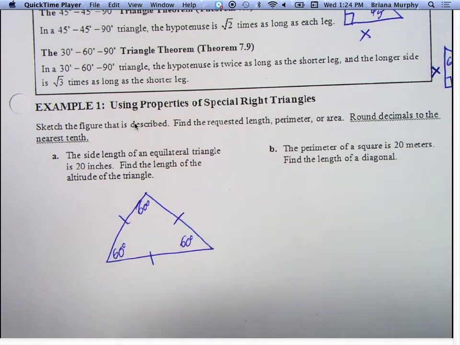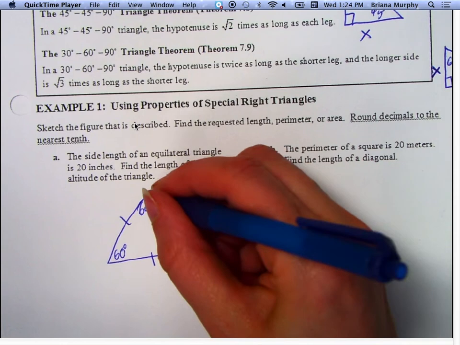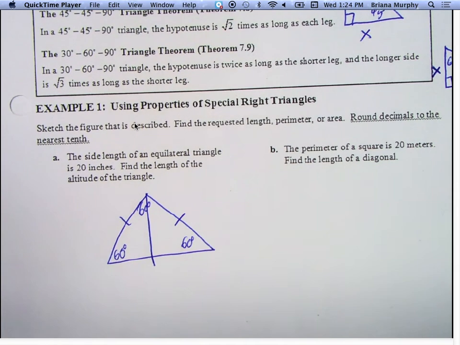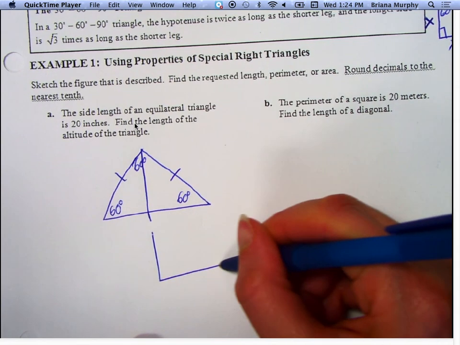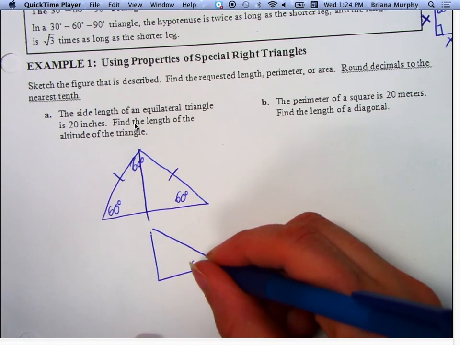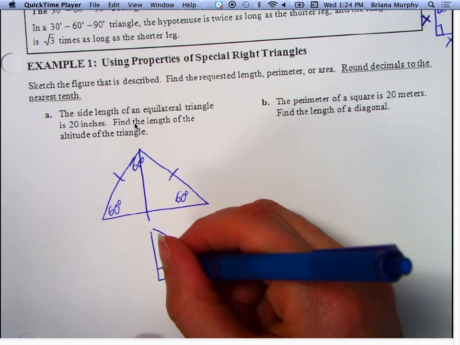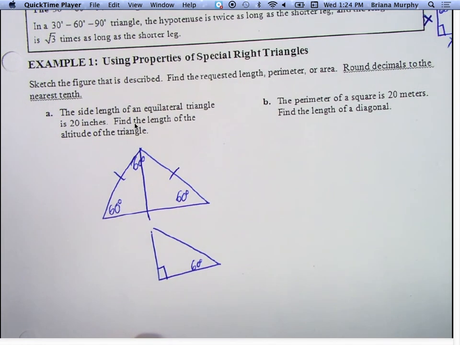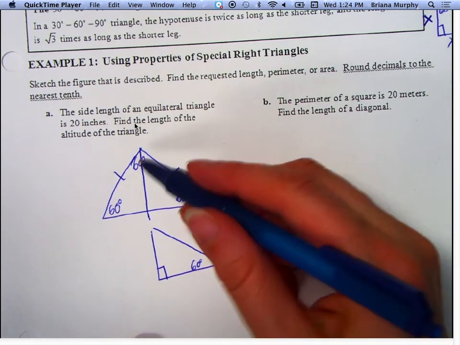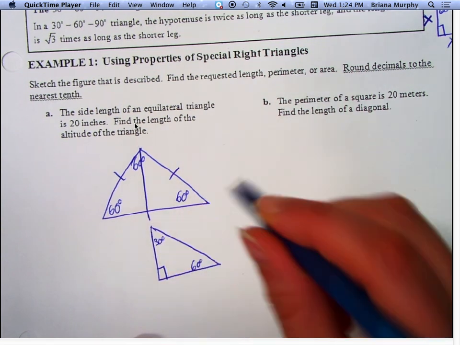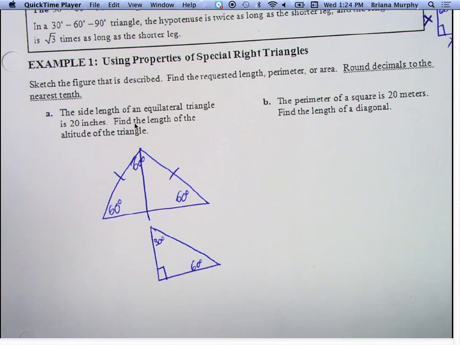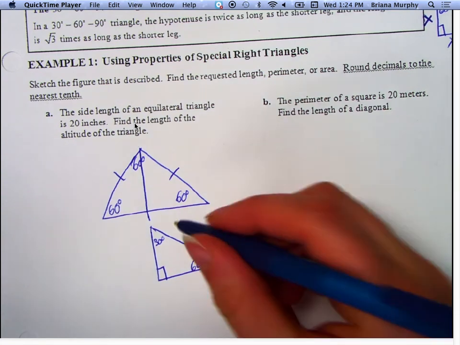I'm going to do it right now. The altitude is from the top to the bottom, like that. So what did I do? I just made two triangles. Do you see that I just made this 90 degrees with the altitude to the bottom? And instead of 60 degrees at the top, it's now 30 degrees. Now it tells me that the side lengths of the equilateral triangle are 20 inches. We agree?